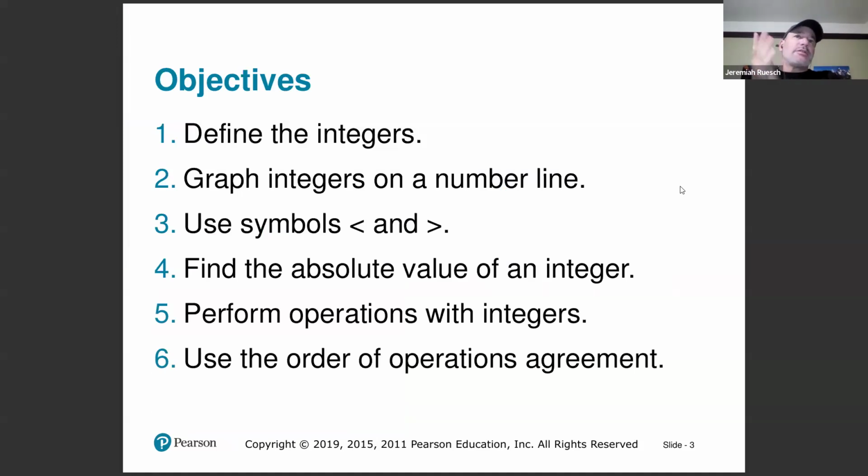Our objectives are to define the integers, then look at a graph of these on the number line, then use the greater than or less than symbols, and then find the absolute value of an integer, perform some operations, and then look at the order of operations so that we're in agreement with how to achieve values.